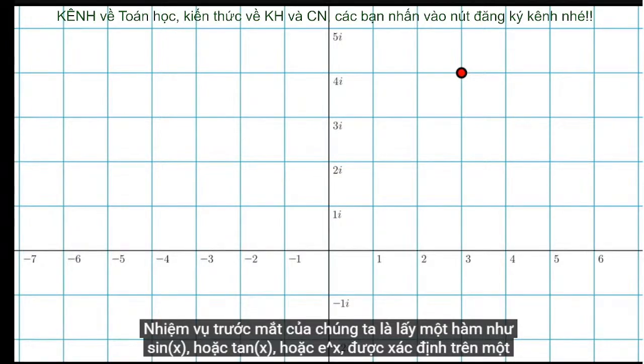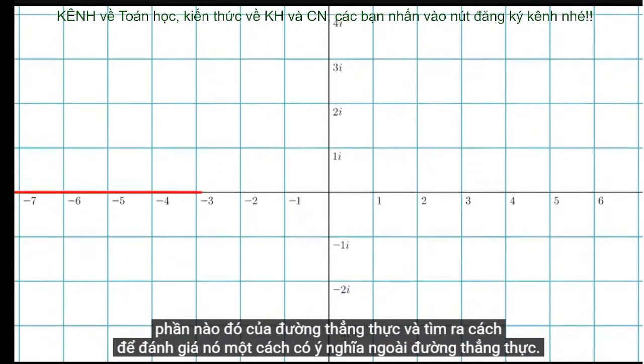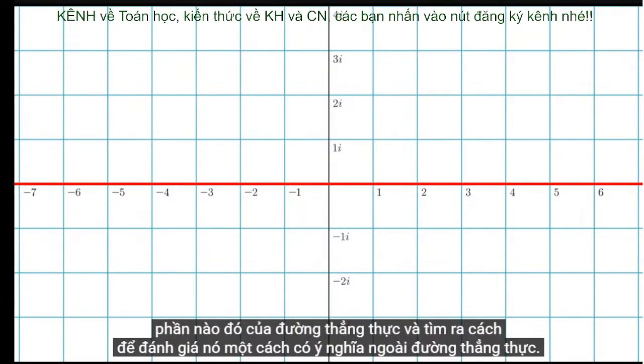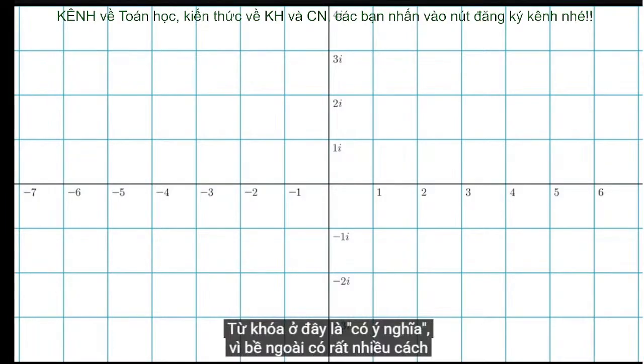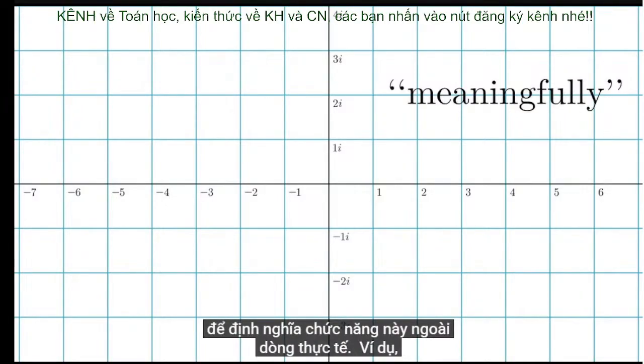The task before us is to take a function like sine of x, or tangent of x, or e to the x, that is defined on some portion of the real line, and figure out a way to meaningfully evaluate it off of the real line. The key word here is meaningfully, because ostensibly there are lots of ways to define this function.